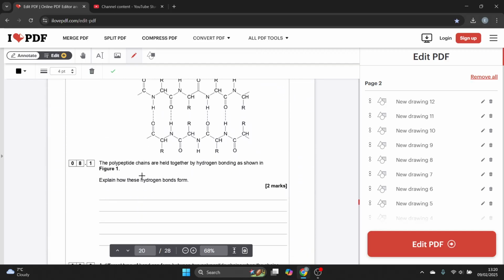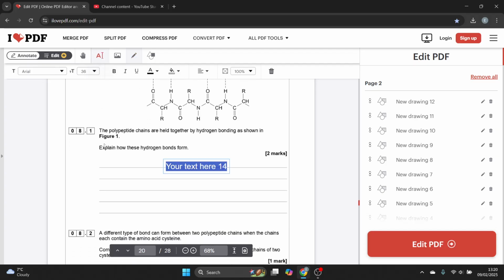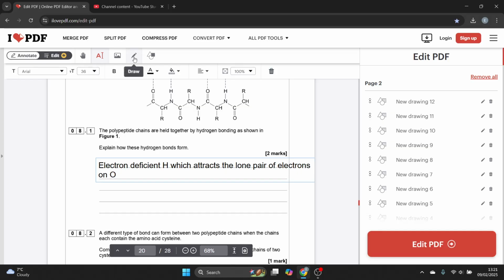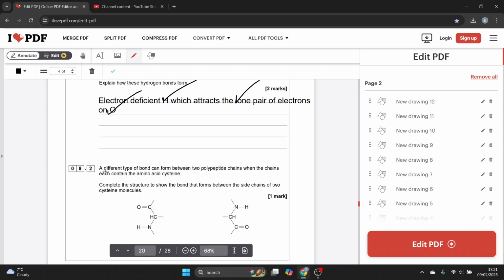Question 8. Explain how these hydrogen bonds form. So the idea that electron deficient hydrogen attracts the lone pair of electrons on oxygen. Very simple for 2 marks. Electron deficient hydrogen, which attracts a lone pair of electrons on oxygen.